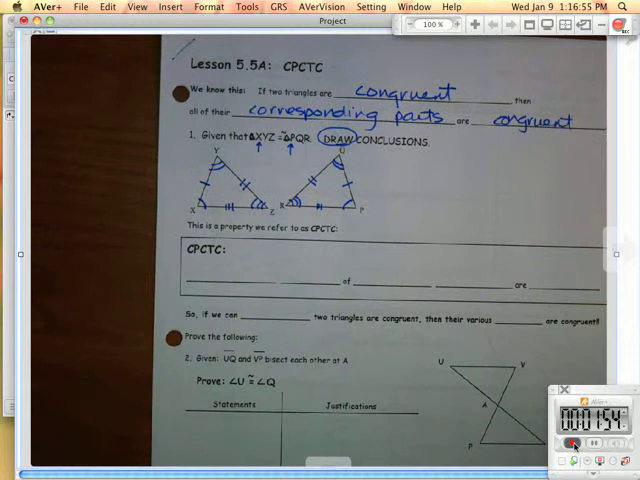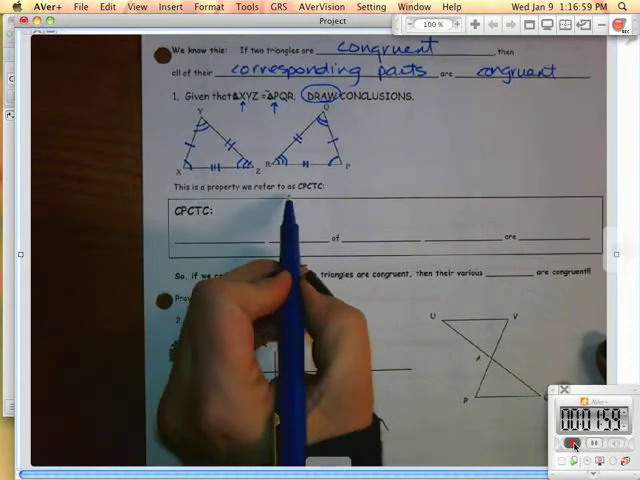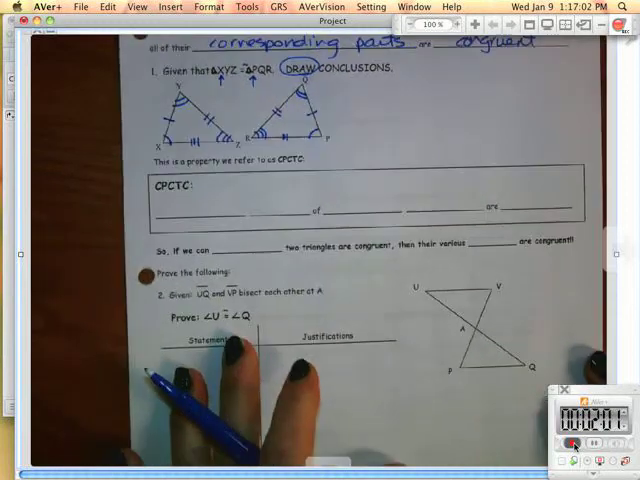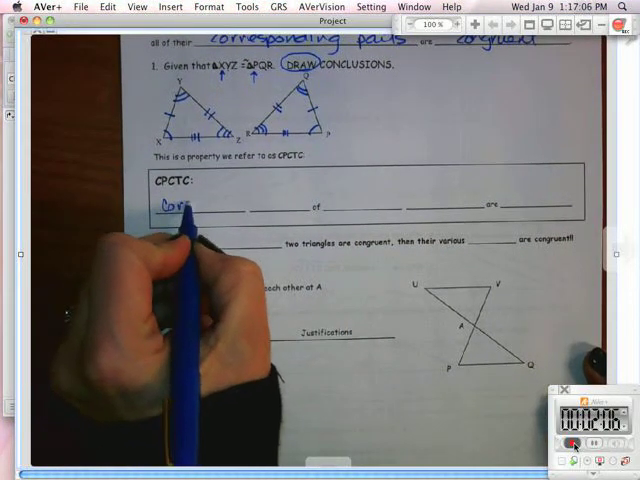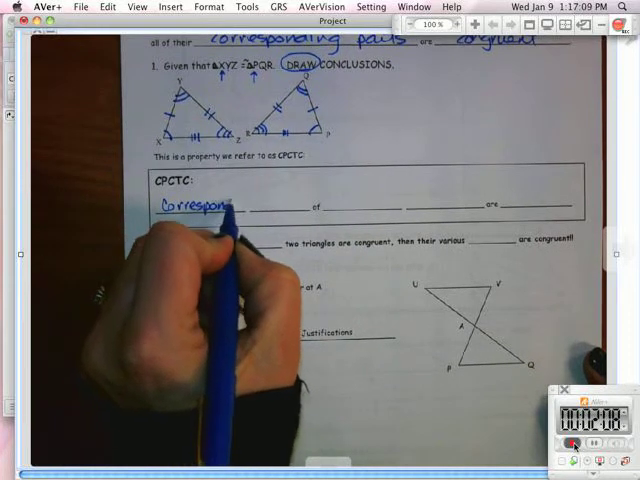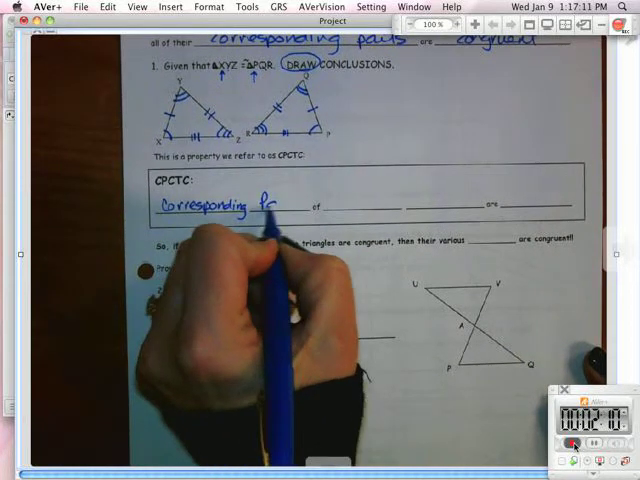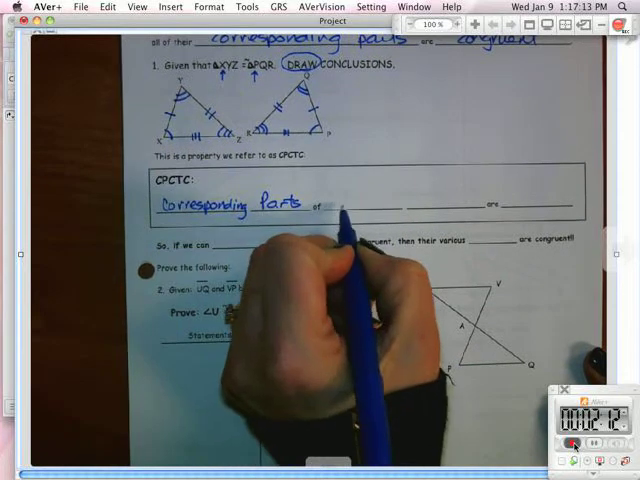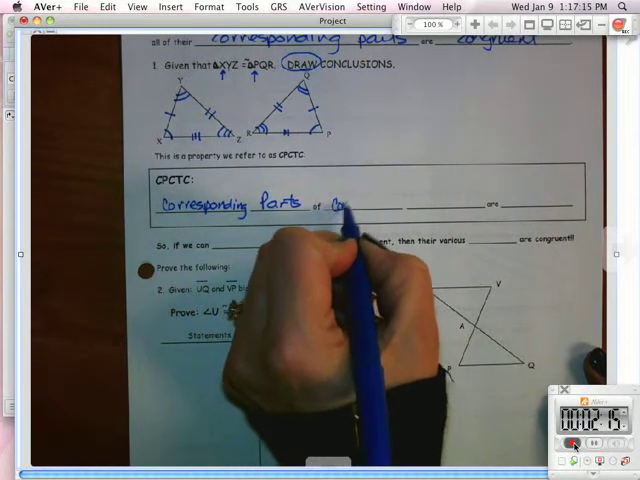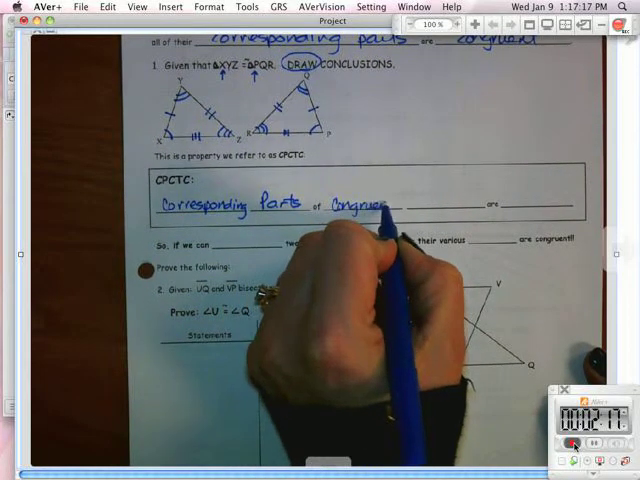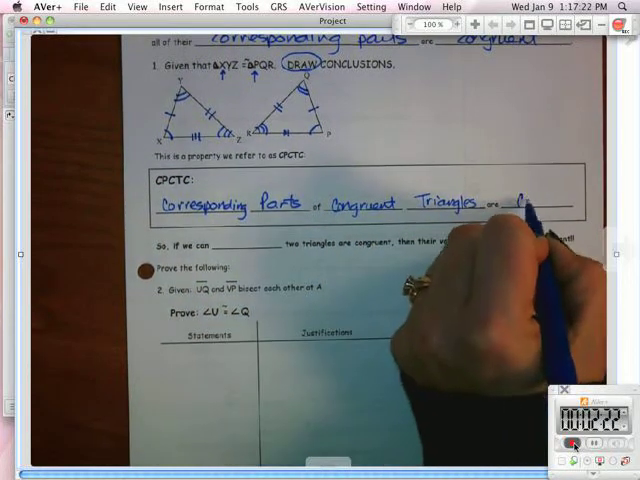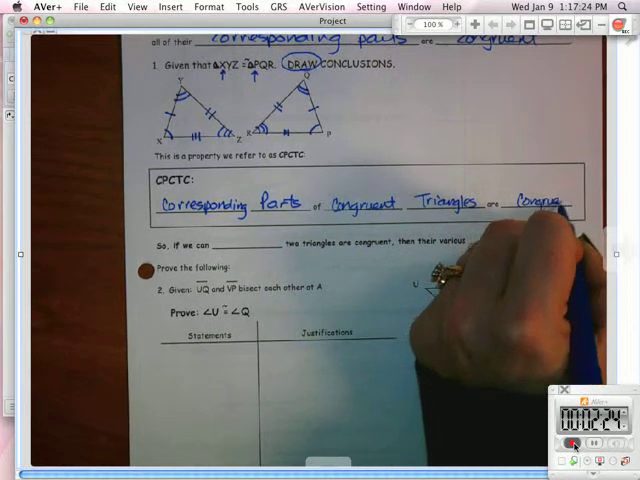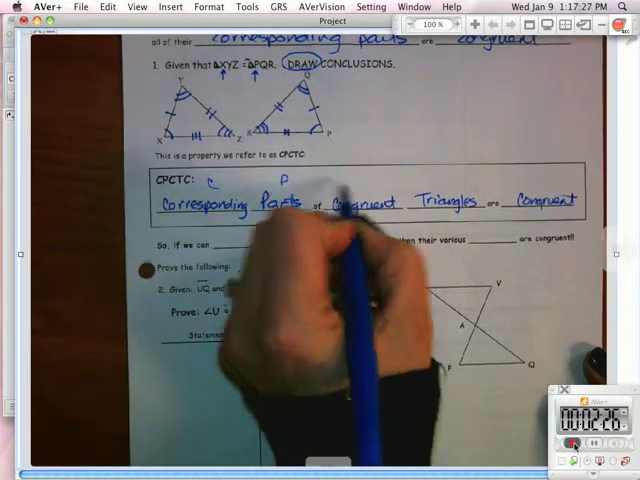Draw conclusions. Okay? Alright, let's go. This is a property we refer to as CPCTC. So let's write out what it means here. The first C is, I know it's on the board, but let's write it here. Corresponding parts of congruent triangles are congruent. C, P, C, T, C.